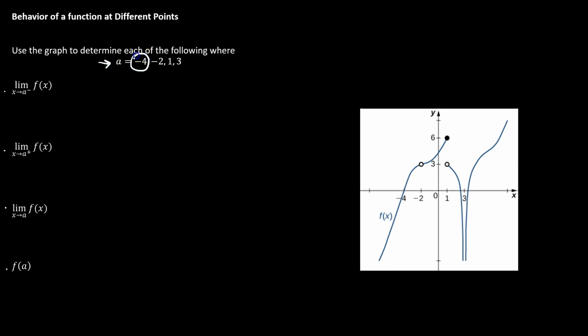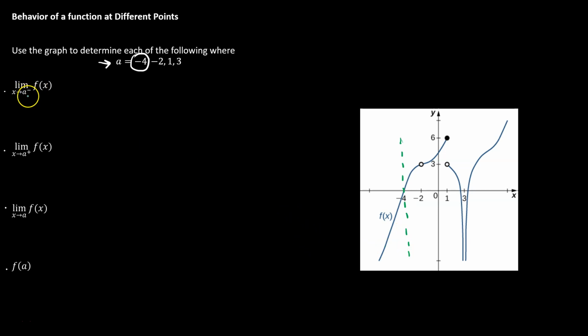So let's start with a is equal to -4. That means the limit is going to -4 from the left in the first expression. The limit is going to -4 from the right in the second expression. The limit is going to -4 from both sides in this third expression. And then lastly, we want to evaluate what the function is at -4. So my first suggestion would be to draw on the graph the x equals -4 dashed line. So we have that on our graph, and now we can start to answer the questions.